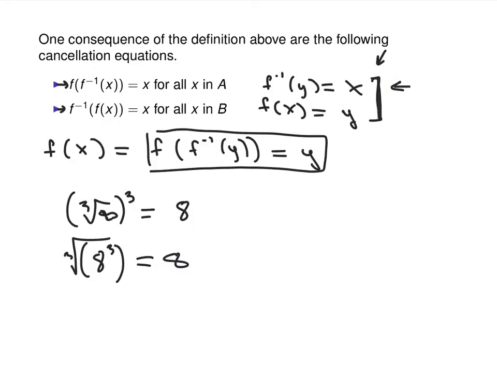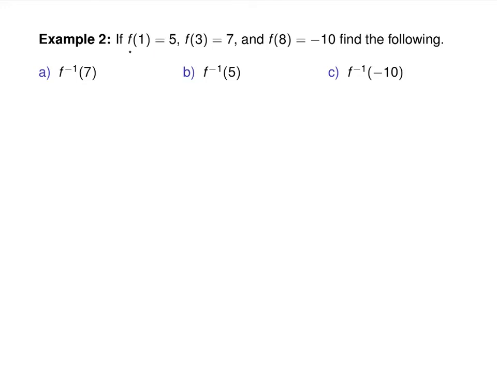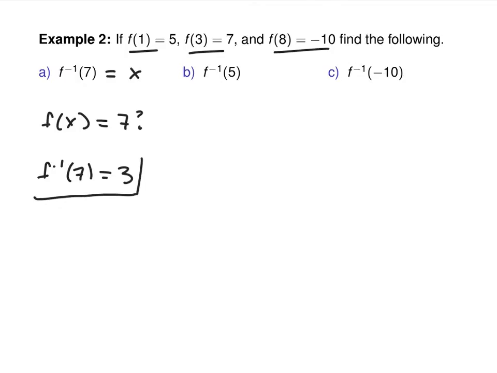Okay, so let's do some specifics here. I told you f of 1 is 5, f of 3 is 7, and f of 8 is negative 10. Find the following. So f inverse of 7. The question you're asking yourself, say that's equal to some x you don't know, is when does f of x equal 7? At which x does that occur? 3. So that means f inverse of 7 is equal to 3. Do you see how what was inside was outside and they just flip-flopped?